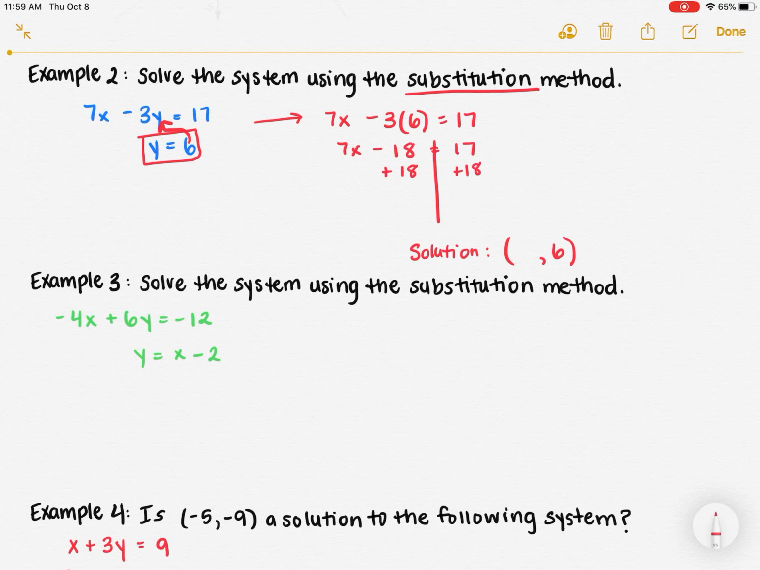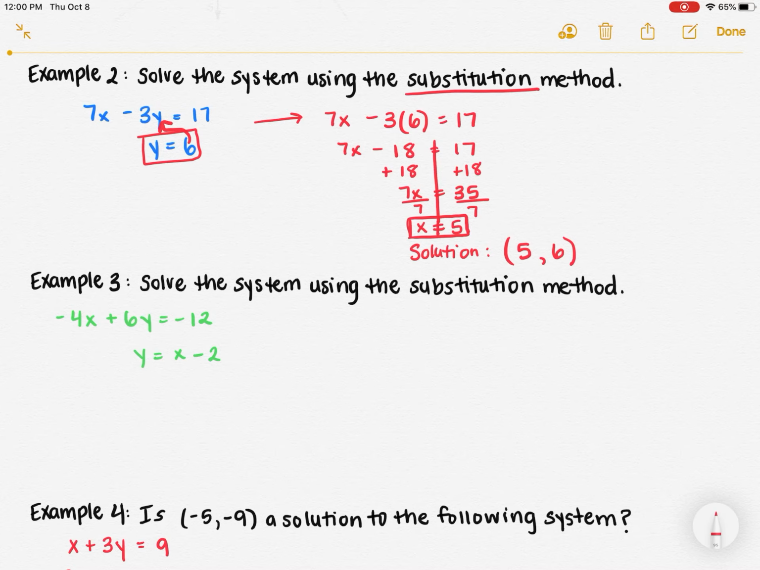So I bring down the 7x equals 17 plus 18, which gives me 35. You can always check that in a calculator. And then the last step to get x by itself is divide both sides by 7. Here we get x equals 35 divided by 7, which gives me 5. So that means the second part of my coordinate point is x equals 5. In that empty spot in my coordinate, I'm going to put 5. So my solution to this system is the coordinate point (5, 6), the x value 5 and the y value of 6.